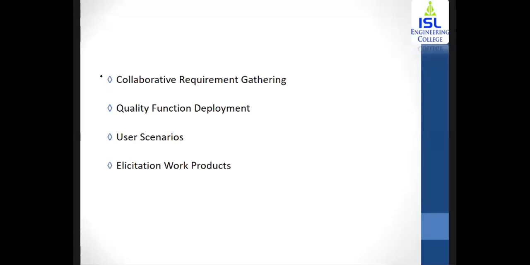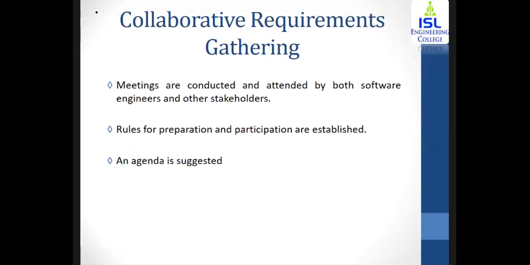Now within this, you're going to have four different steps. The first is collaborative requirement gathering, then quality function deployment, user scenarios, and elicitation work products. We're going to look at each of them in detail. The first one is collaborative requirement gathering. Within this, we're going to have six points that we're going to focus on.